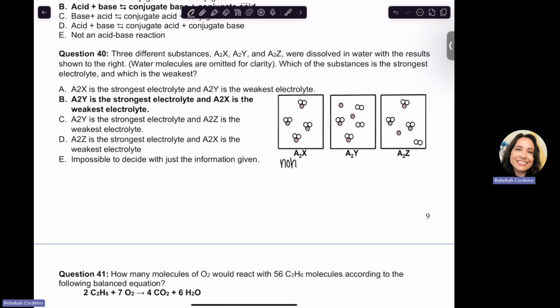A2Y looks like it breaks apart about half and half. And then A2Z breaks apart like 1 in 4. So this one looks like 2 out of 4 broke apart and 0 out of 4 broke apart on this one. I'm just looking at what used to be together and is now broken. So this one is the strongest electrolyte because it breaks apart the most.